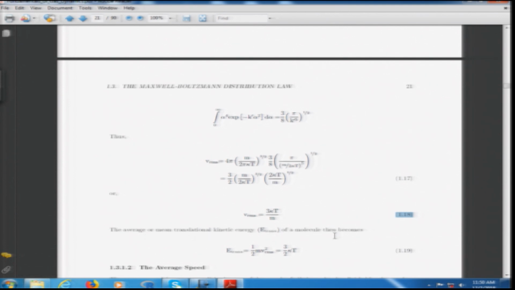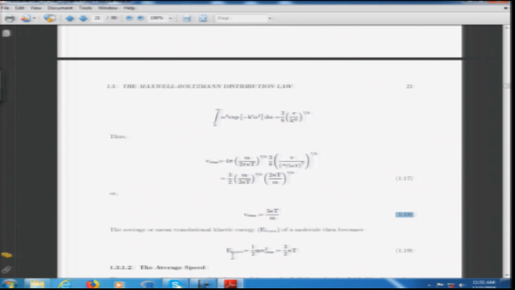In this way, the translational kinetic energy, that is, of the molecules which are moving or performing translational motion, can be written as E translation is equal to half m V rms square, where V rms is again the root mean square speed. Then it comes out to be 3 by 2 kT. Please note that this expression tells us that the translational kinetic energy does not depend upon the mass of the molecules. It only depends upon the temperature.